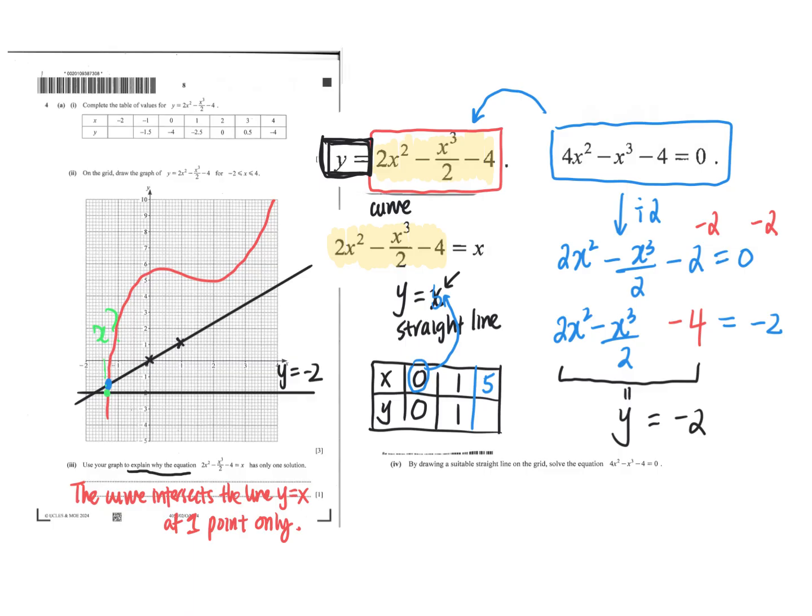Wait, teacher, then how to... How to what? After you get y equals -2, then I draw the line here and see where it cuts the curve. Oh, it's a straight line. Yes, y equals -2 is a straight line.